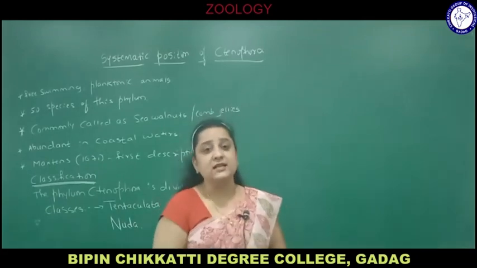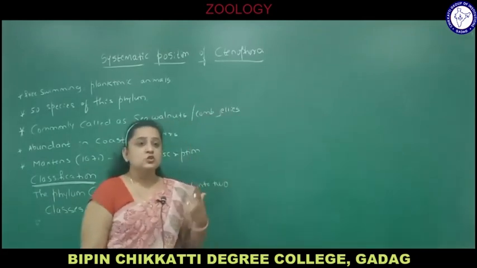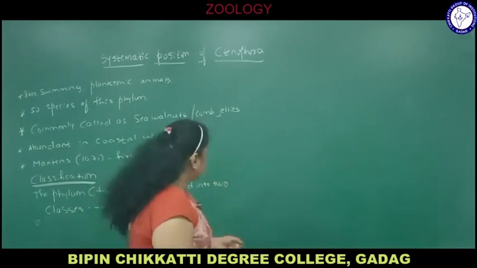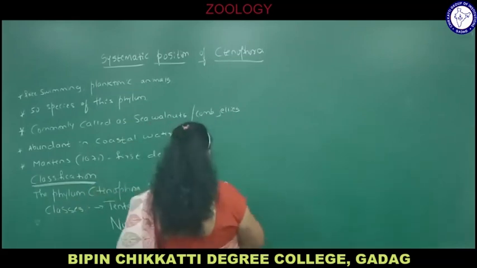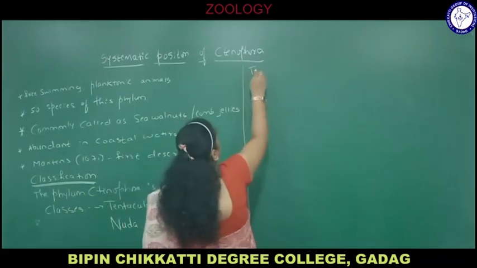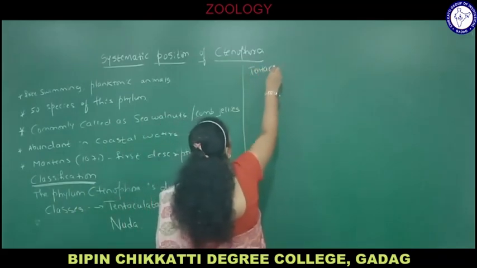Why is it called Tentaculata? Because it has two tentacles, and those two tentacles in turn have subtentacles. I will write here about class Tentaculata.